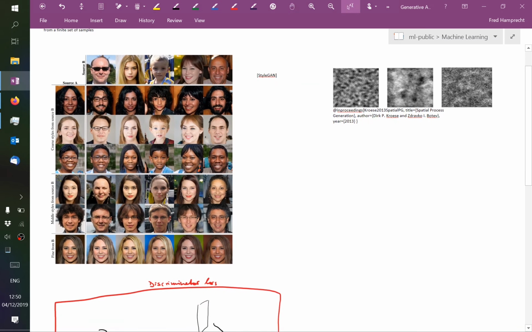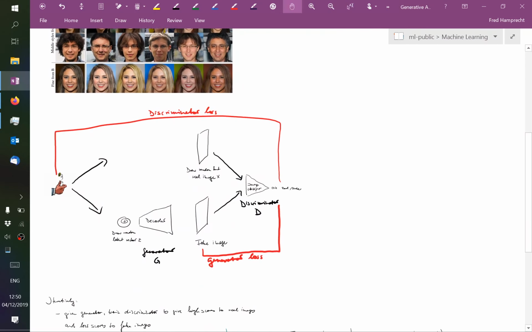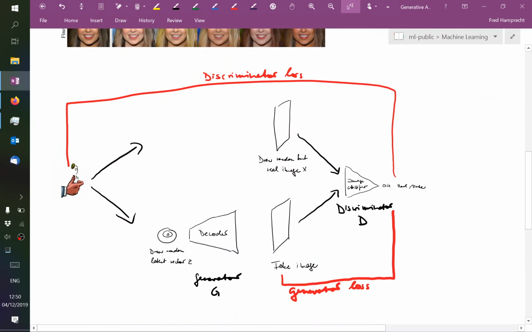Now, how do they do it? This goes back to Goodfellow. We use a game between a generator and a discriminator. It works as follows. The generator takes as input a random vector. For example, I wanted to sketch here, this is meant to be a Gaussian distribution, let's say we use a Gaussian distribution in a 128-dimensional space or so, so just 128 random numbers.